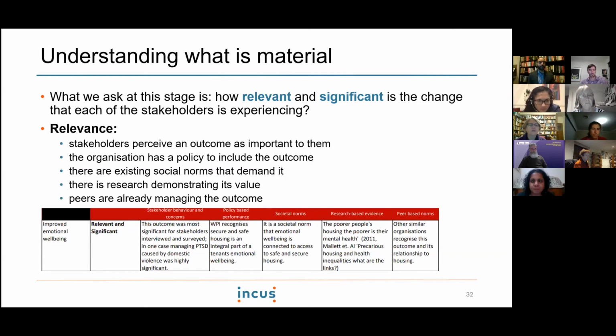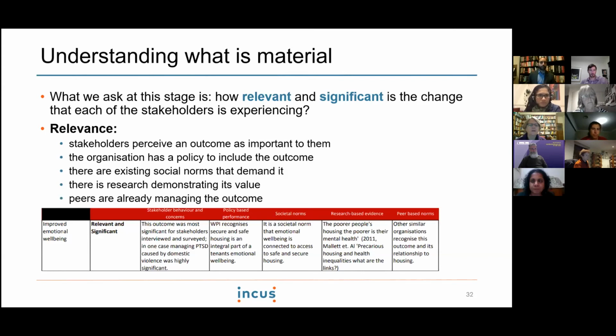There's a policy in place because you are a provider of housing, for example, that an integral part of that is improving emotional well-being. There's social norms around trying to improve emotional well-being. There's research that demonstrates that housing is an enabling factor for well-being. And there's other similar organizations that recognize this outcome and its relationship to housing. So that's one way to systematically answer that question about relevance.